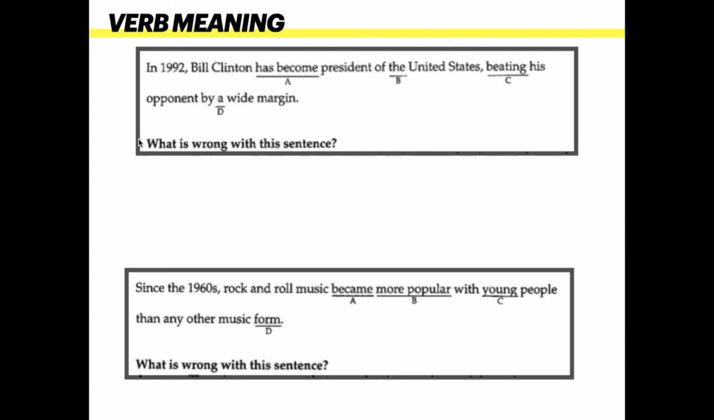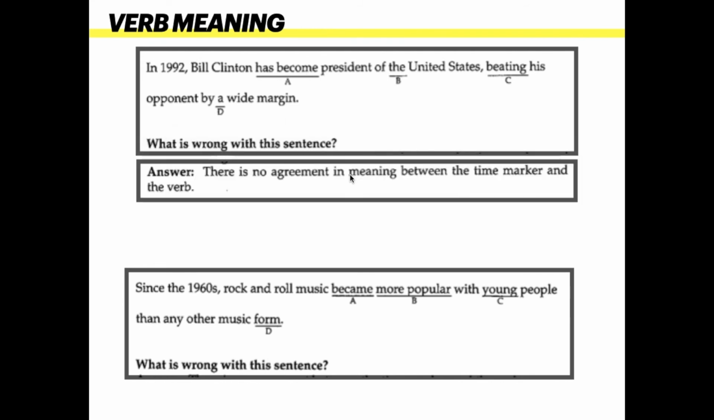Primero hay que encontrar el time marker, algo que nos indique el tiempo. Y aquí tenemos in 1992. Significa que estamos hablando en pasado de algo que ya terminó. And what's the problem here? We have an incorrect tense. So there is no agreement between the time marker and the verb. No hay concordancia entre estos dos. So the correct answer is letter A, and the correction is became. Para saber que algo ya terminó, en pasado. In 1992, Bill Clinton became president.